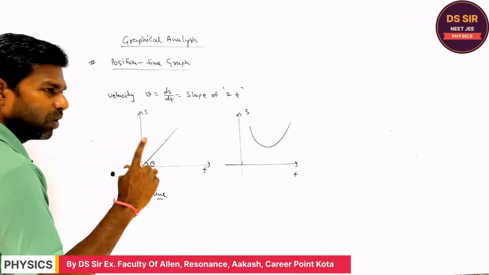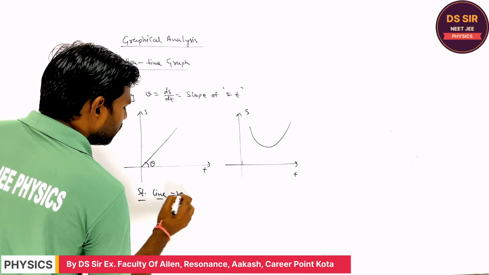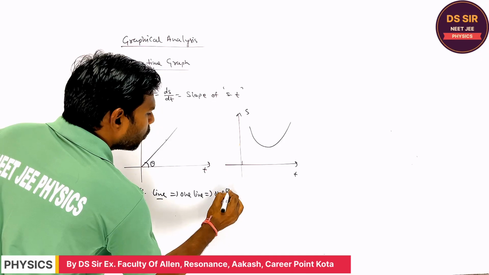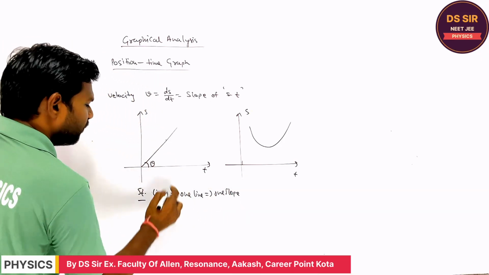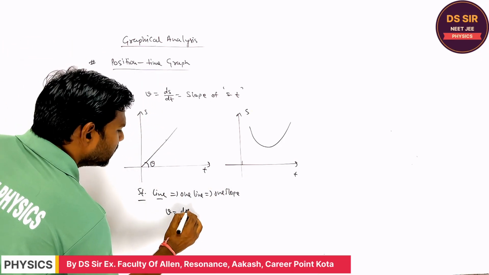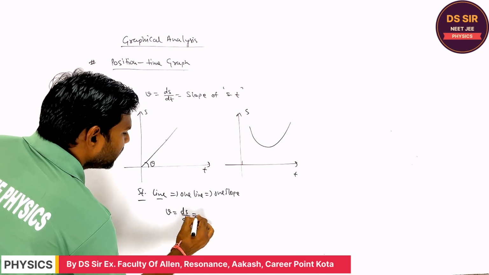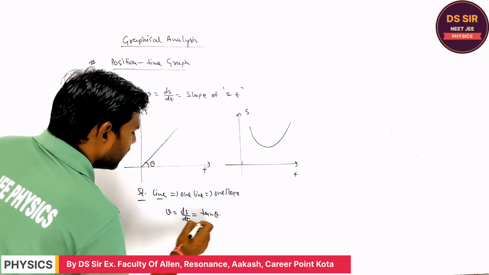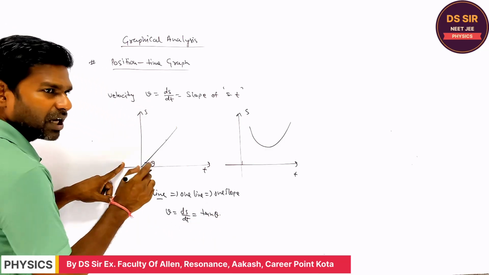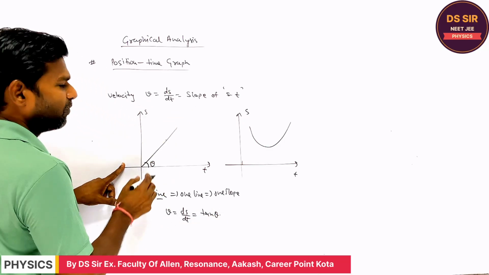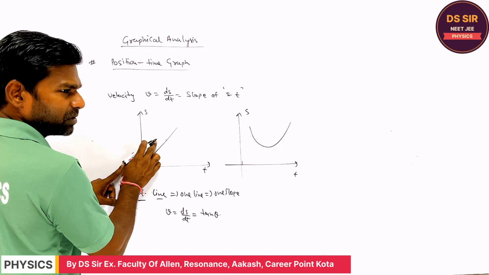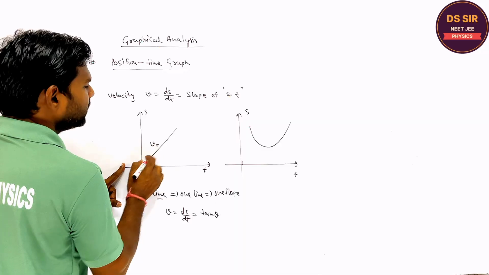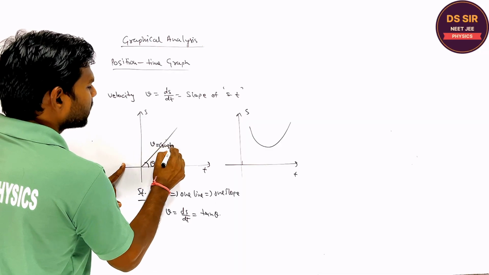Straight line means one line, one slope. What does it mean? The velocity is nothing but ds upon dt, and it is equal to a constant, which is equal to tan theta, right? And therefore, if the s-t graph is a straight line like this with positive slope, its velocity is positive and its velocity is constant.